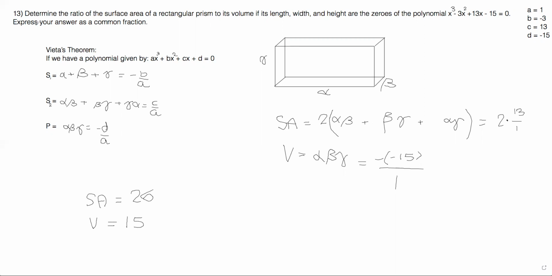So what do they want from us? They want us to express the answer as a common fraction. It should be a ratio of the surface area to the volume. So it should be a fraction with the surface area on top and the volume on the bottom. So we have SA divided by V. That is just 26 over 15. And that is our final answer.